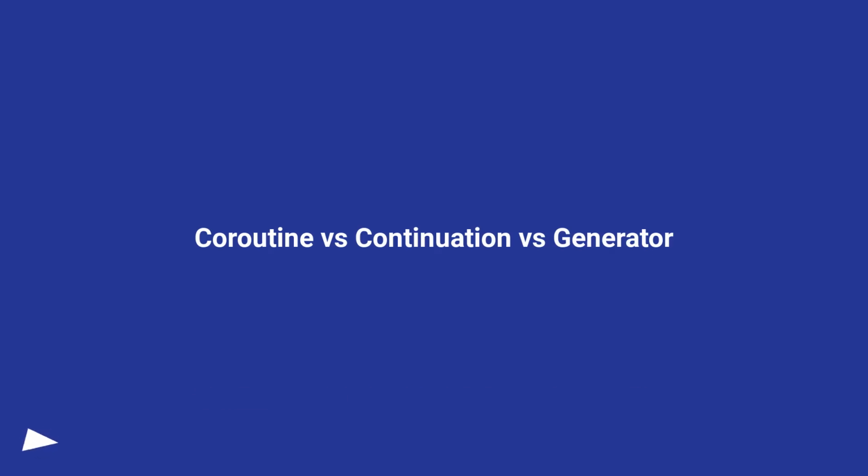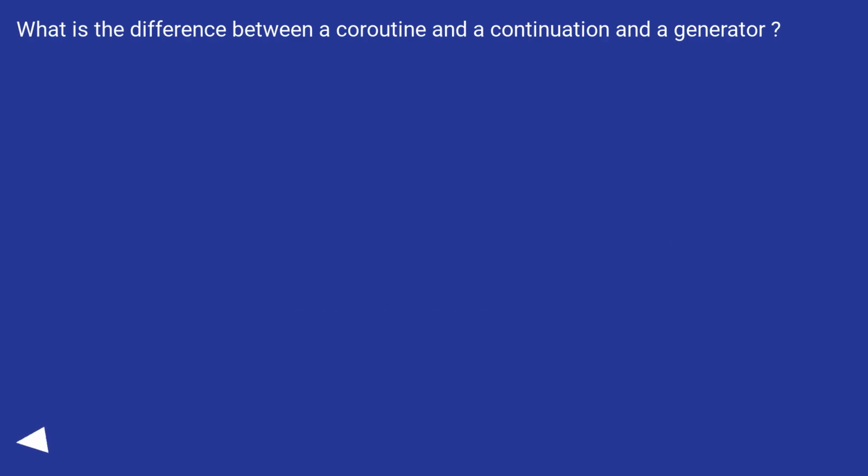Coroutine versus continuation versus generator. What is the difference between a coroutine and a continuation and a generator?